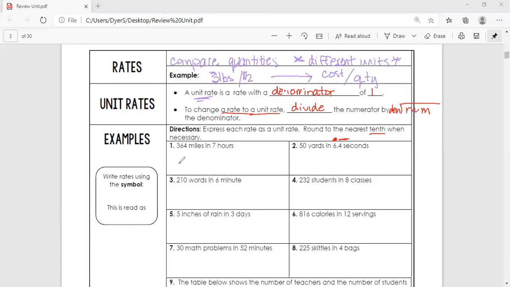All right. So write rates using the symbol. I have to come back to that because I don't know what symbol they're looking for. Sometimes you can use a slash, okay? And you see that a lot in the grocery store. That looks like a fraction bar. It's not. Mathematicians do not consider this a fraction bar. Sometimes we say per for a rate, which means for every or for each.